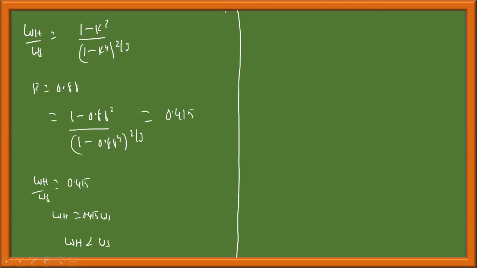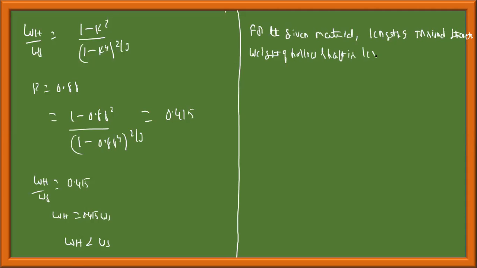Therefore, for the given material, length and torsional strength, weight of hollow shaft is less than weight of solid shaft. This is one of the major advantages. I can reduce the mass, reduce the cost. I can have the material at the outer fiber where the maximum stresses are induced.